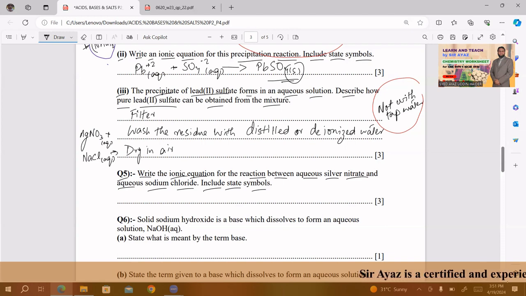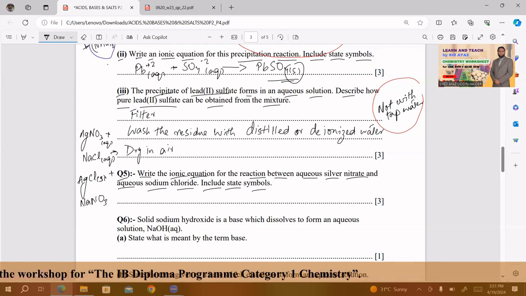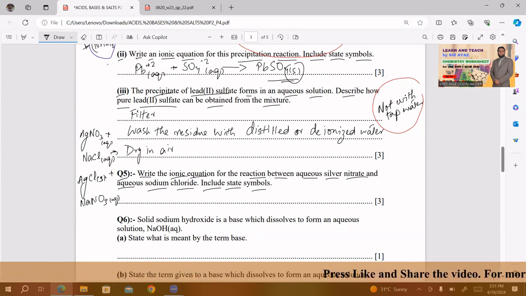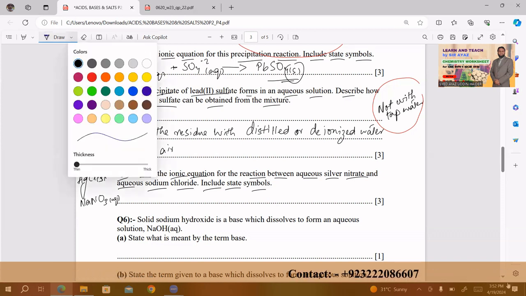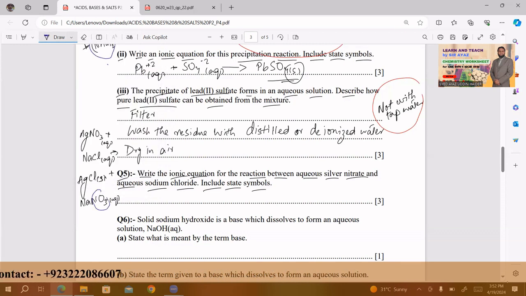What products are we getting here? It's an example of a precipitation reaction. The partners will be exchanged. We will get AgCl solid plus NaNO3 aqueous. You see, the compounds which are in the aqueous state on both sides of the equation will be cancelled out because they contain the spectator ions. So in this case, we have NO3- as a spectator ion and Na+ as a spectator ion.